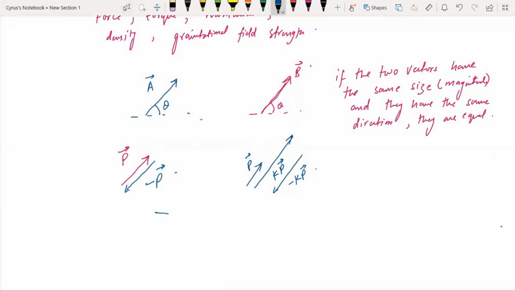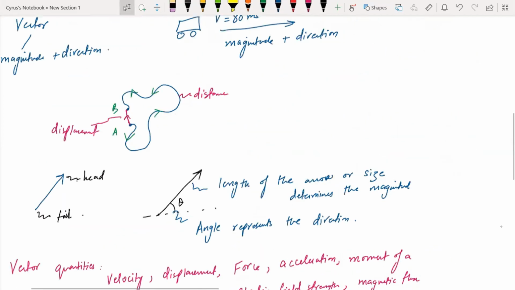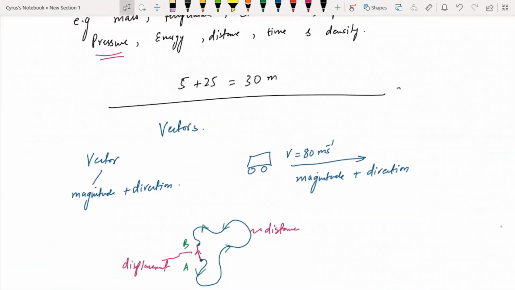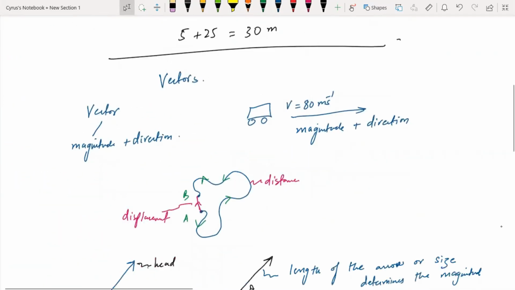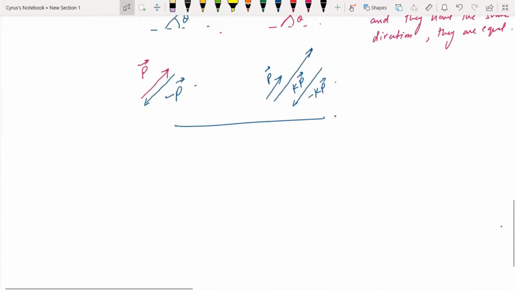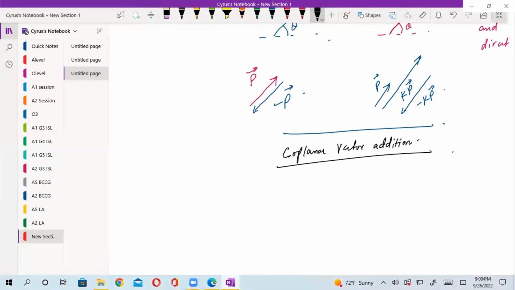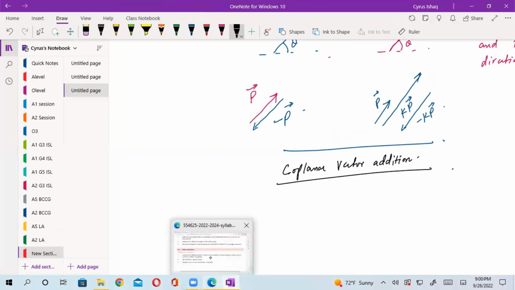There are various ways to add the vectors. It's not as simple as that of the scalar quantities, right? Where we can just add simply. Here we have different methods to add the vectors, and we call this coplanar vector addition.